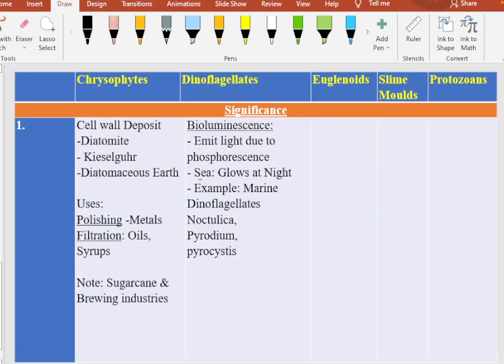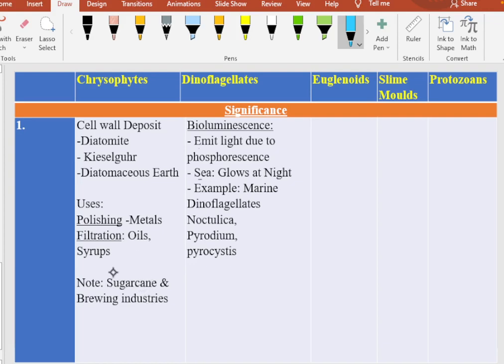Economic importance, if you see, chrysophytes, what are the economic importance? Cell wall deposit is called diatomite, kieselguhr or diatomaceous earth, where it is used in polishing metals and filtration of oil and syrups. Where? In sugarcane, syrup is sugarcane juice, or brewing industries, where they will produce alcohols. There it needs to be filtered.